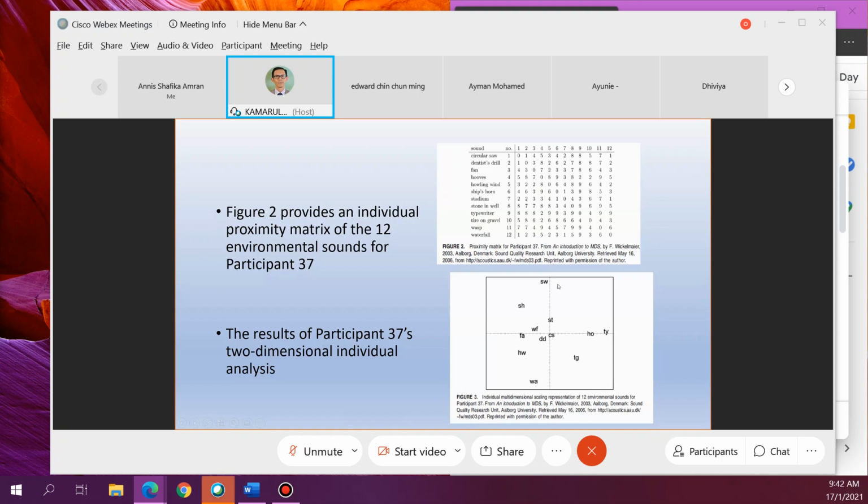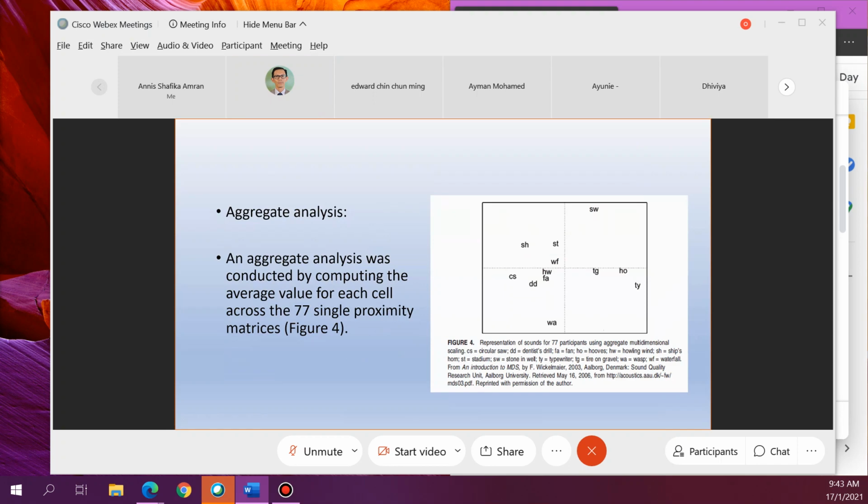So from this proximity matrix, you can draw a map, and then you can see there is one group here, maybe one group here, and maybe one group here. This is a test from environmental sounds, 37 participants. So you can average the results from the participants or subjects. What you do is aggregate multidimensional scaling.